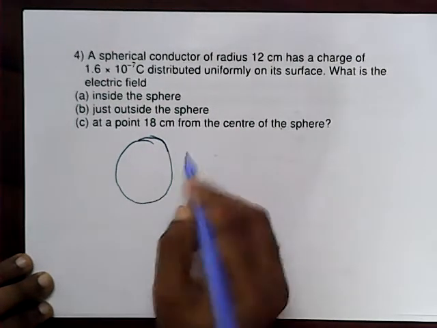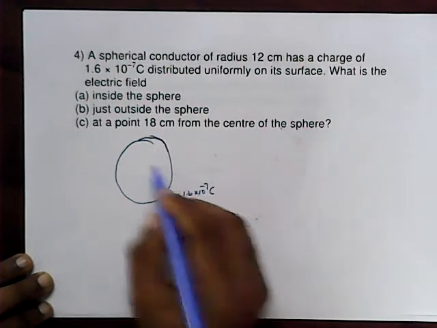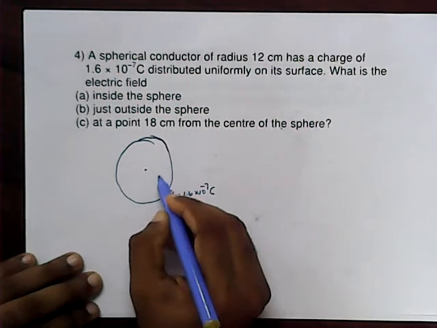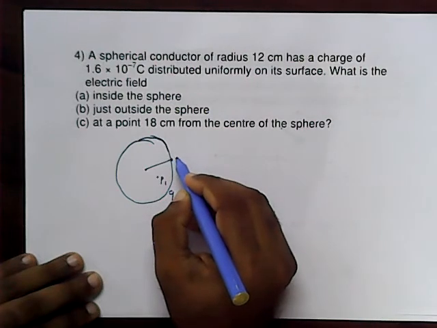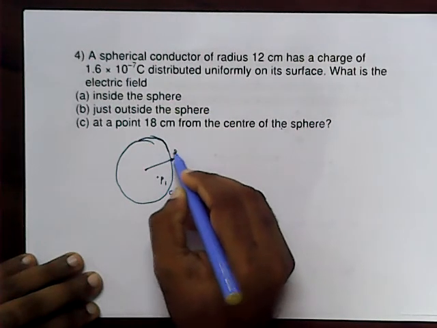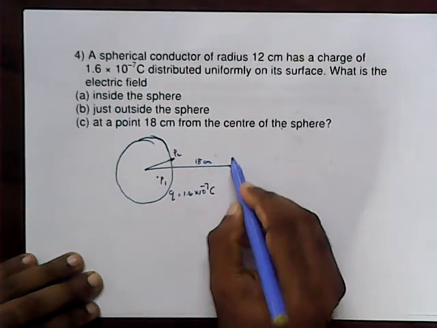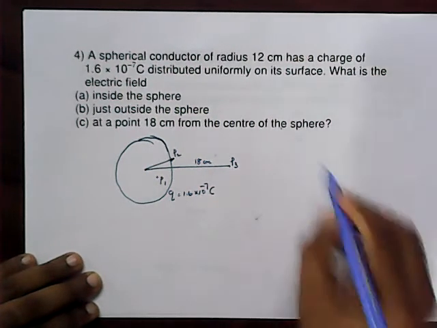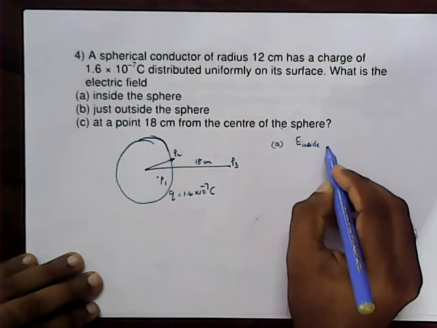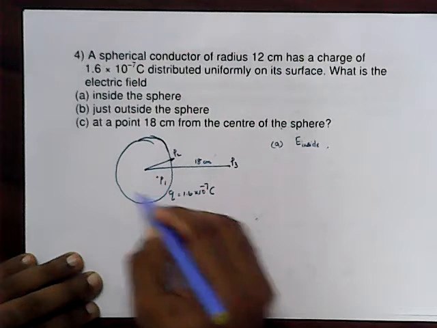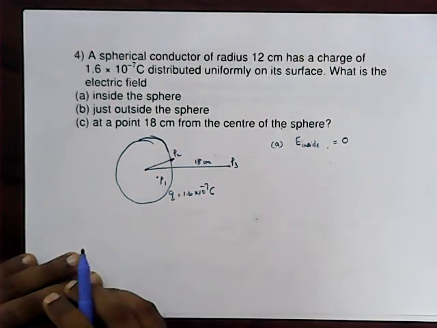So here the charge is uniformly distributed, 1.6 into 10 raised to minus 7 coulomb. We have to find the field at a particular point inside the sphere, say the point P1, the second point just outside the surface, P2, and another point 18 centimeter away, P3. At first we find the contribution well inside. By using the Gaussian surface, the charges are not there. So by Gauss's theorem, we can say E inside is equal to 0.